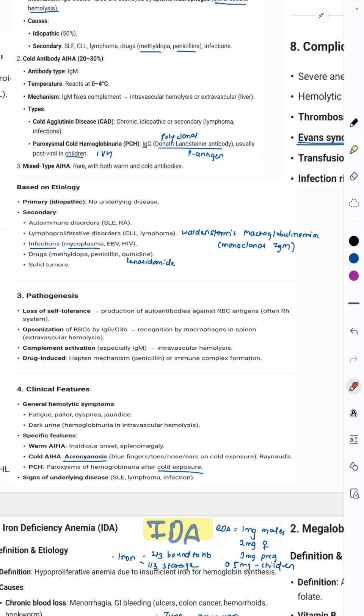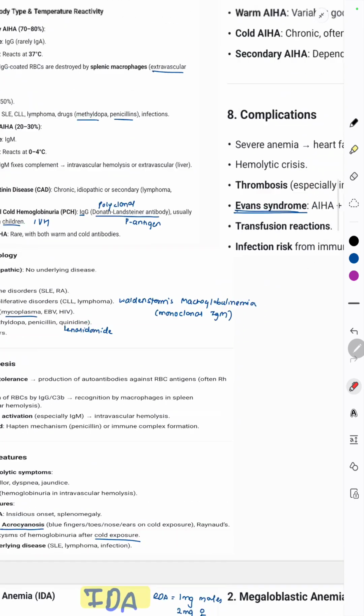Clinical features: general hemolytic symptoms like fatigue, pallor, and jaundice will be present, apart from dark urine because of hemoglobinuria in case of intravascular hemolysis, that is paroxysmal cold hemoglobinuria. Specific features: warm AIHA is insidious in onset, and splenomegaly is seen. Cold AIHA leads to acrocyanosis, and paroxysmal cold hemoglobinuria will lead to hemoglobinuria upon cold exposure.